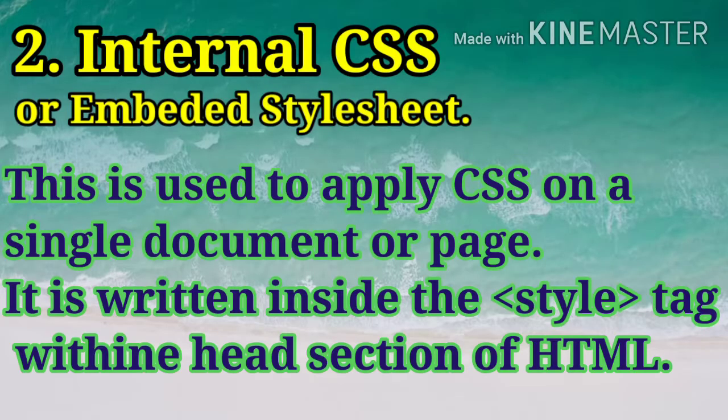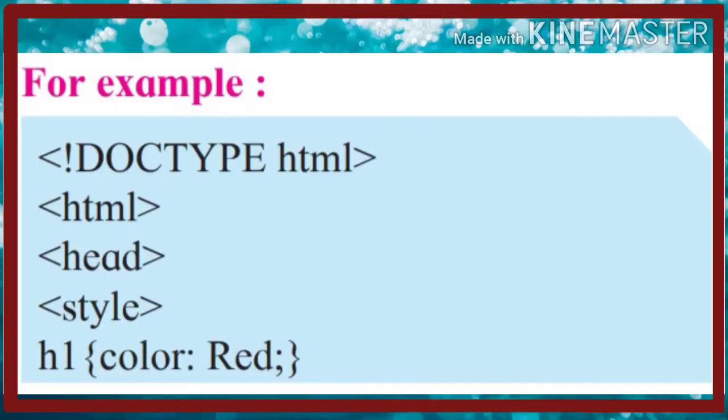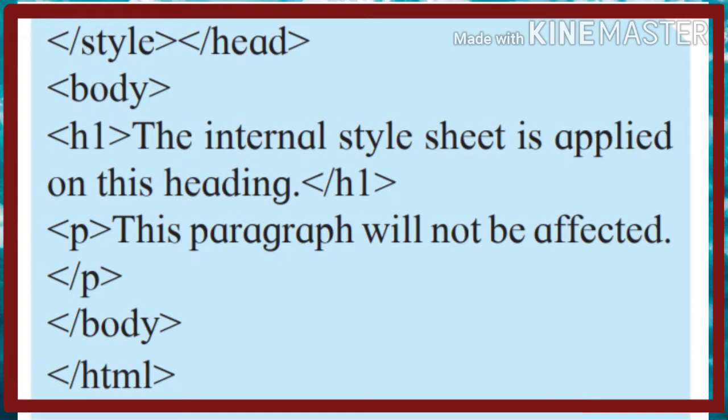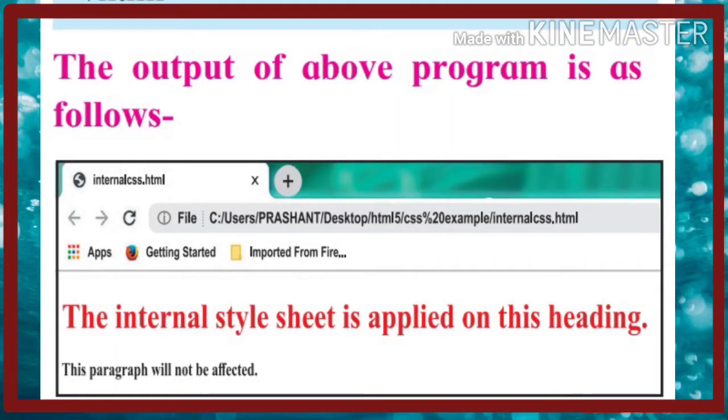Second type is internal CSS or embedded style sheet. This is used to apply CSS on a single document or page. It is written inside the style tag within the head section of HTML. To define this internal CSS, you can use all the HTML tags. In this example, we use the internal CSS for the H1 tag. Here in the body section, the contents of the H1 tag are changed to red.